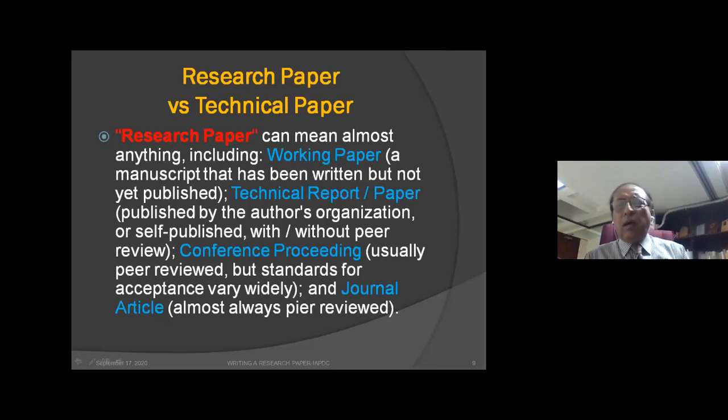Let's draw a contrast between these terms. What is the difference between research paper and technical paper? I think you should imagine that research paper is a universal set. It's a big thing, and it is used to describe or contain a working paper, which is a manuscript which is unpublished. An unpublished paper, though written but not published, is a working paper. It's a research paper. A technical report or a technical paper, which is published either by the author or by his organization, by a group of people, by expert review called peer review or without peer review. So that is also a type of research paper.